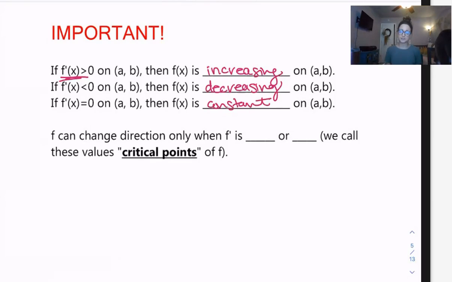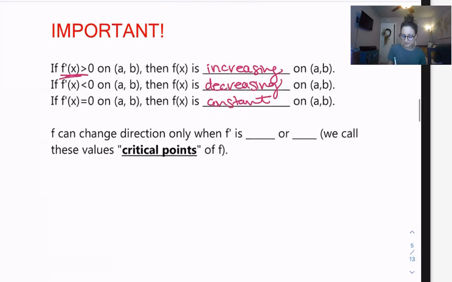And then this next definition is really important. F can change direction only when f prime is 0 or undefined, DNE. And we call those values critical points, okay? So please make sure you have that definition in your notes.